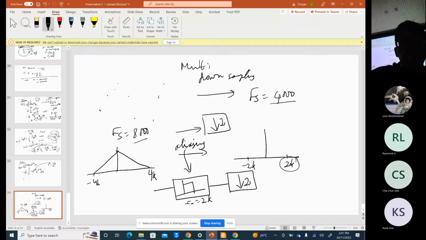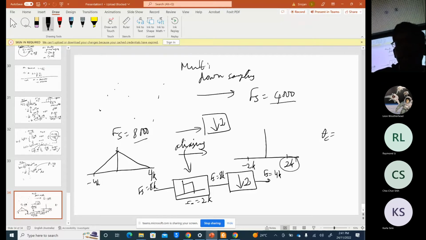And the theta C, what is theta C? The cutoff frequency theta C, that is 2 kilohertz. What is the FS here? FS is 8 kilohertz. What is the FS here? Again 8 kilohertz, because the filter will not change the sampling frequency. Only here is FS equal to 4 kilohertz.